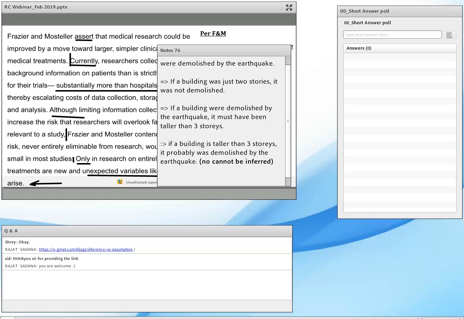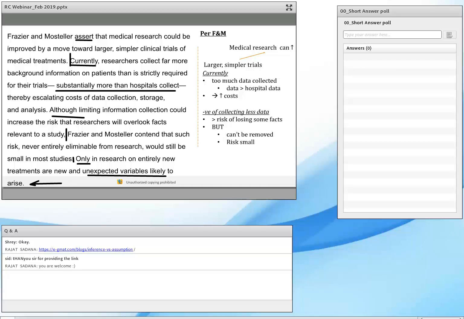The word probably does not apply. You can't infer that from the statement over here. And that's where the word only is something where there are certain keywords that you should always be on the lookout for.